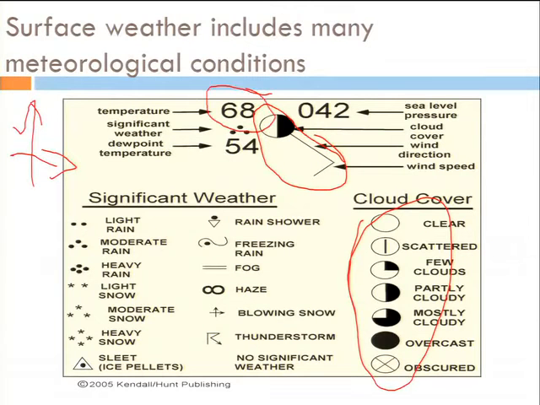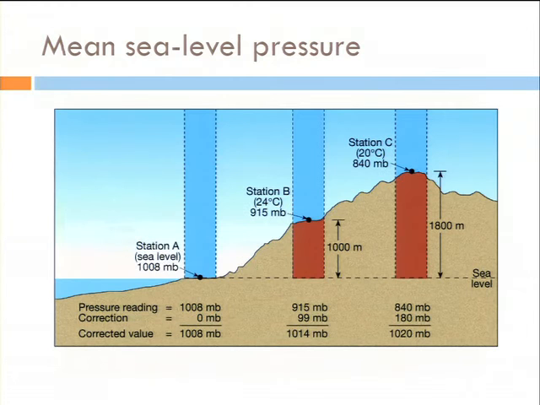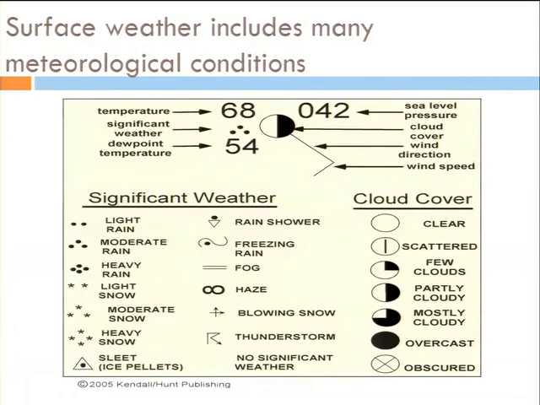The top number here is the temperature. The bottom number here is the dew point. Let me erase this for a sec. And then there's one other thing. That is the pressure.